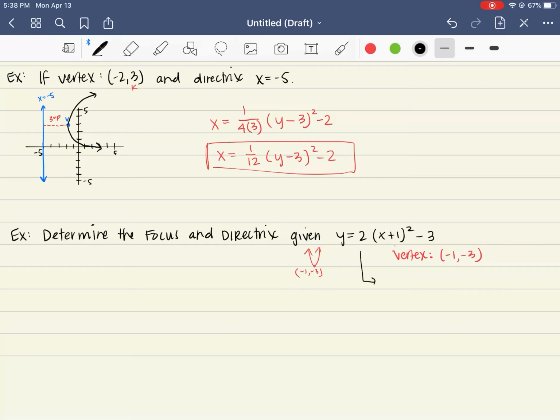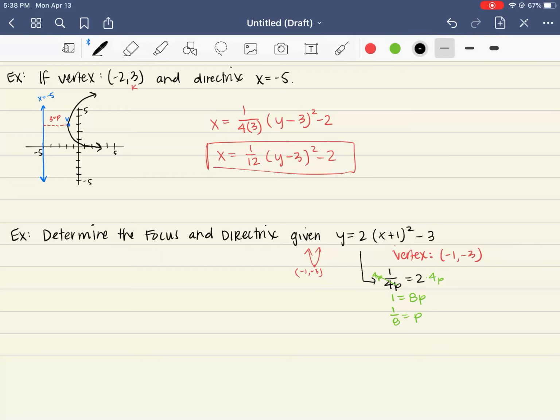So we're just kind of making sense of it. And then to find that p-value, we got to use this 2. So we know that usually it's 1/4p, but that's equal to 2. If I were to solve that, it's like multiplying by 4p on both sides. So it looks like 1 is equal to 8p, divide by 8, and p is equal to 1/8. So we know that the focus is 1/8 away from the vertex, and so is the directrix.